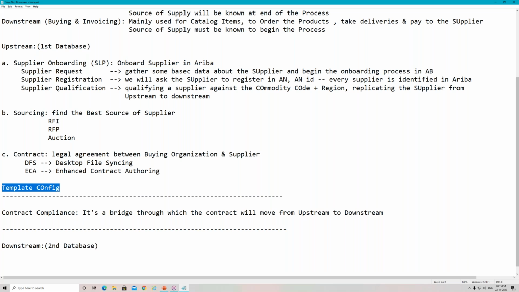Now, all of you will basically think the template is very easy. Let me tell all of you guys. The first thing in our configuration session, I will teach you: you can have a single template for sourcing and a single template for contracting, or you can have multiple templates for sourcing projects and multiple templates for contract processes. How should you take that decision? That is the major important thing which all of you should think about.